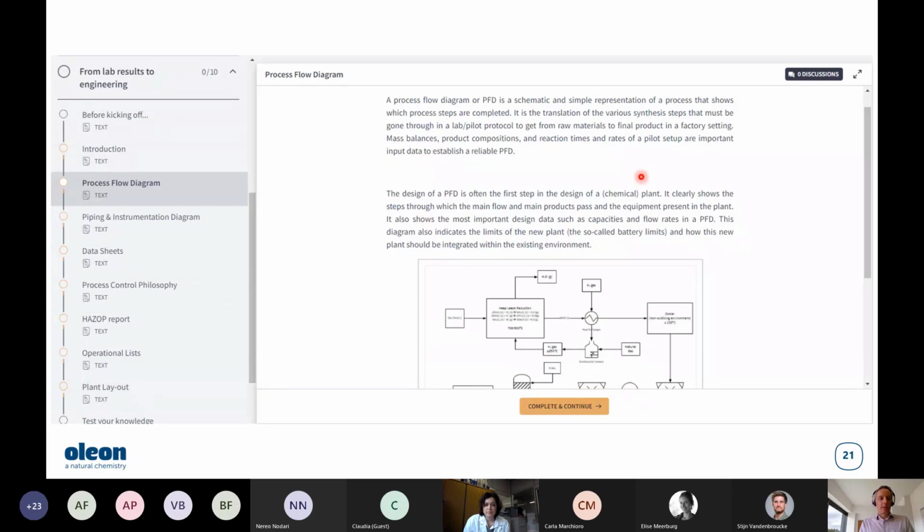Then the third chapter will bear on the engineering phase, detailing, as you can see here on the left-hand side, the main steps in this phase of the project. And a specific lesson has been attributed to each main engineering step, as you can see here, going through the process flow diagram, piping and instrumentation diagram, and so on.